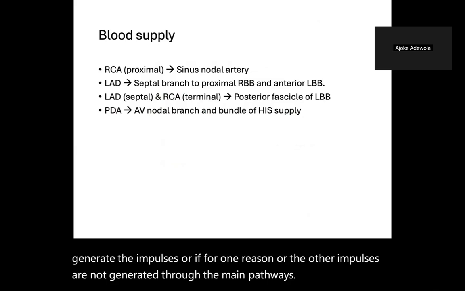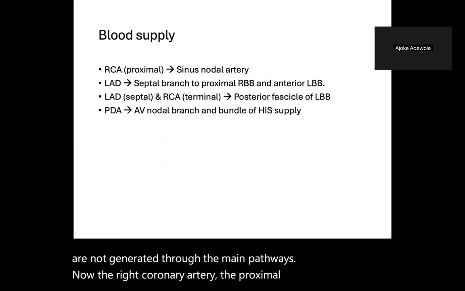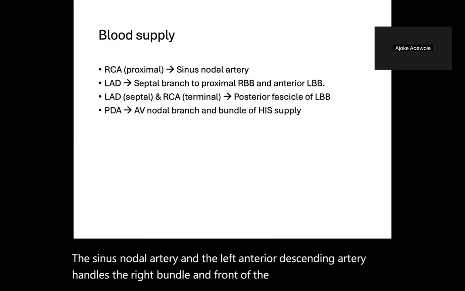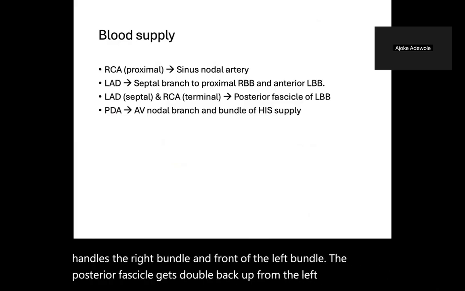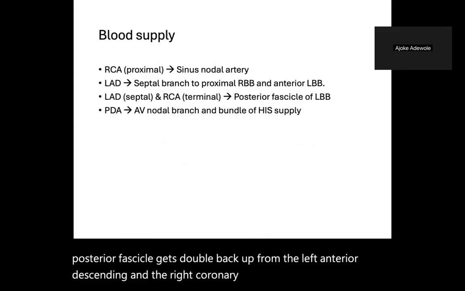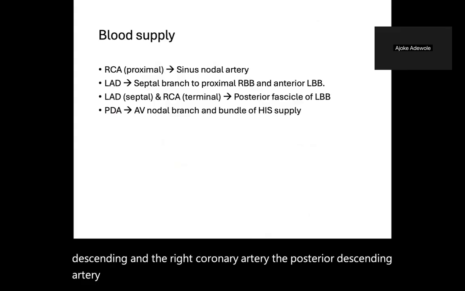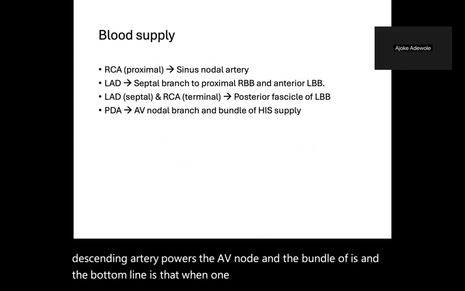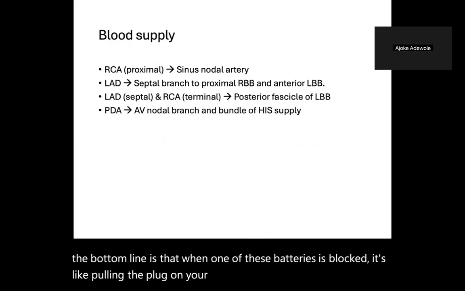Now, the right coronary artery, the proximal aspect, supplies the sinus nodal artery, and the left anterior descending artery handles the right bundle and the front of the left bundle. The posterior fascicle gets double backup from the left anterior descending and the right coronary artery. The posterior descending artery powers the AV node and the bundle of His. The bottom line is that when one of these arteries is blocked, it's like pulling the plug on your electrical circuit board, on the wiring of the heart.